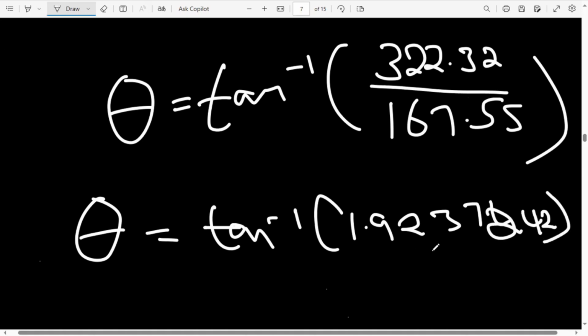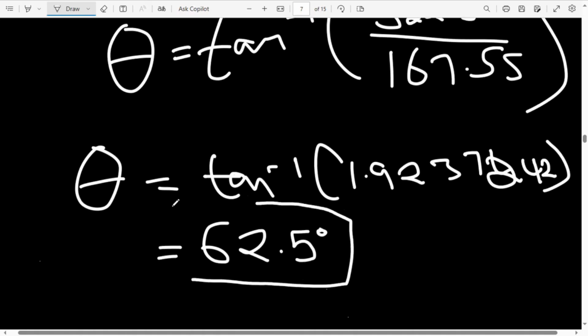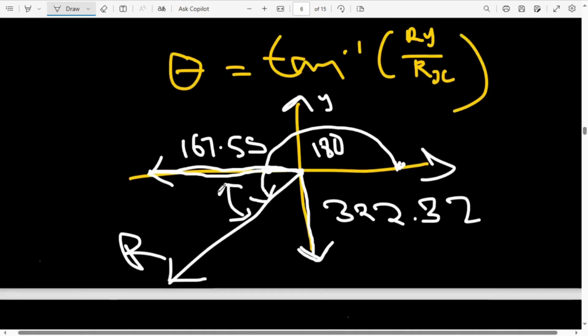You can now punch the inverse of that: shift tan inverse of 1.923742. I'm finding my angle to be 62.5334, whatever. To one decimal place, it will be 62.5 degrees. This here is not the angle that we are looking for, but we are going to use it to find the angle. Remember I said we are looking for that small angle. So that small angle is this 62.5.